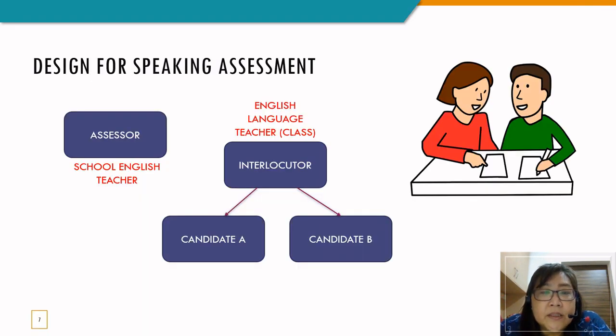Design for speaking assessment. So here we have the interlocutor who is your subject teacher. Then there will be 2 candidates in front of the interlocutor. And beside the interlocutor, there is the assessor who is a school English teacher.